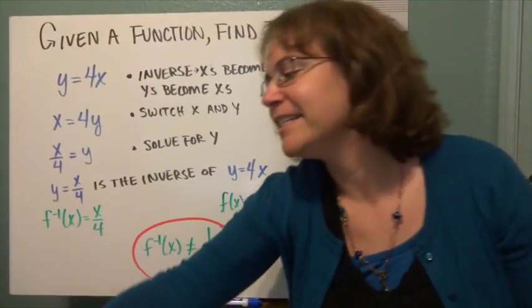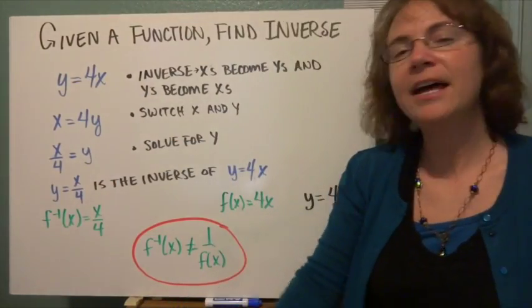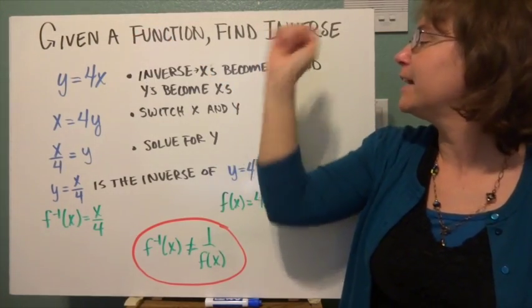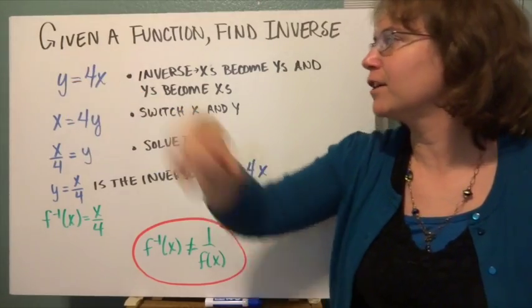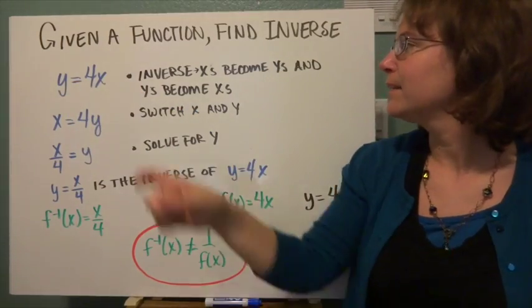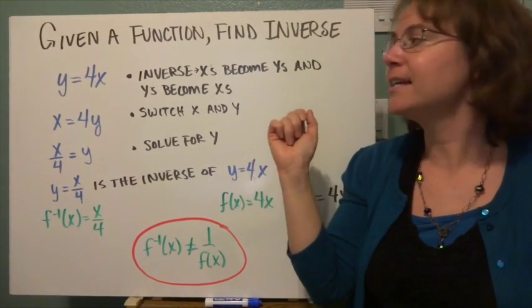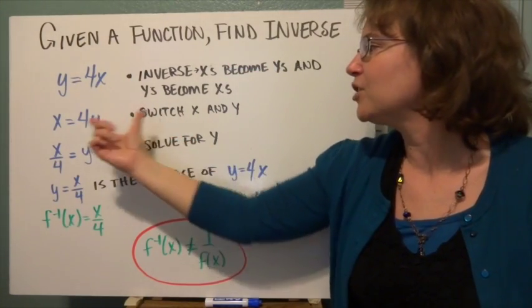So now what if we wanted to find an inverse? We know how to test whether something is an inverse, but if we are given a function and we want to find an inverse. Say we're given the function y equals 4x. In the inverse, the x's become the y's and the y's become the x's. So I can just switch x and y.